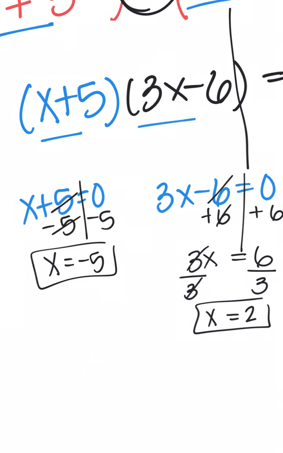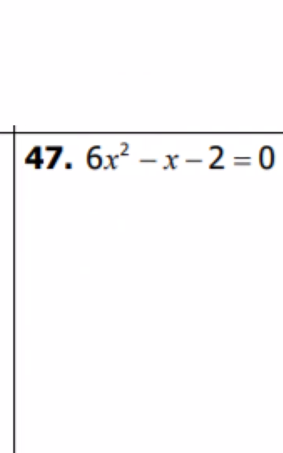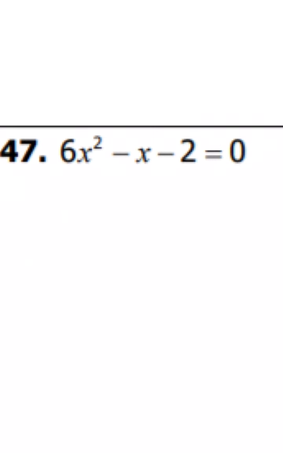All right, I would like you guys to now do number 47. Don't forget, this means that A equals 6, B equals a negative 1, and C equals a negative 2. So go ahead and see if you can factor that one on your own.